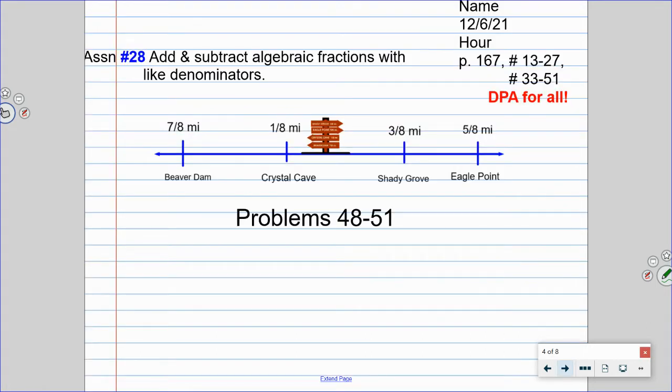Go ahead and pause the video, whatever the assignment number is, whatever the date is, page 167, 13 to 27, 33 to 51. This is an entire DPA, directions problem and answer, no work needed for tonight's assignment. You'll see why later. Pause the video, come on back when you're ready.